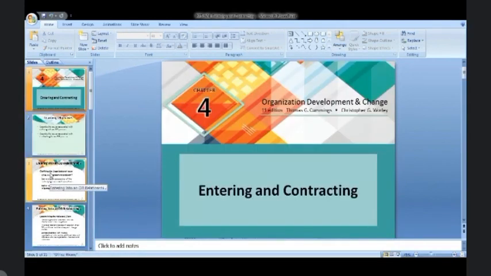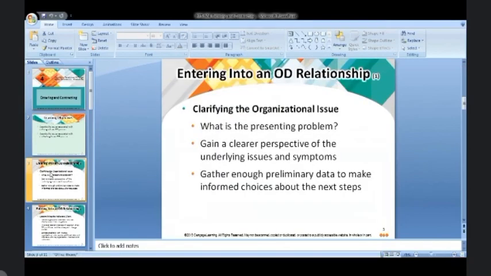Entering and contracting is the first step in the OD process. When problems exist, the organization will seek the help of the OD practitioner. Then the entering takes place. Here it is entering into the relationship between the client and the OD practitioner. The client is the organization, and the OD practitioners are the OD consultants. There are three issues involved in entering into the OD relationship.